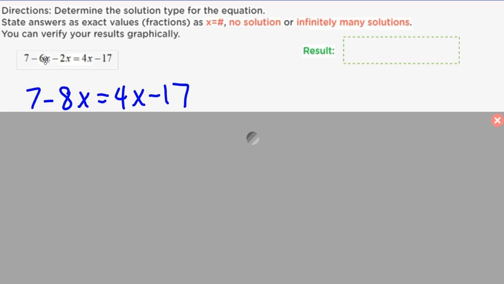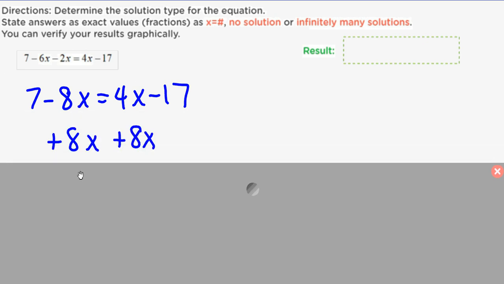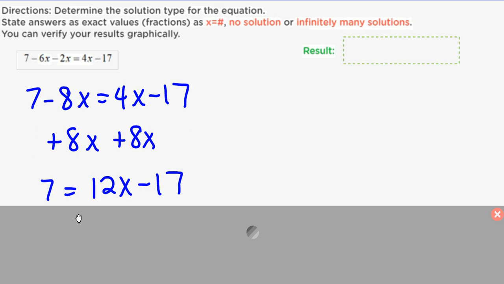You can also think of it on the number line. If you were at negative 6, you have to go 2 to the left of there. That brings you to negative 8. The left-hand side is simplified. The right-hand side is simplified. Now you go with the lowest variable. Our lowest variable is the negative 8x. So to undo that, we're going to add 8x to each side of our equation, giving us 7 equals 12x minus 17.